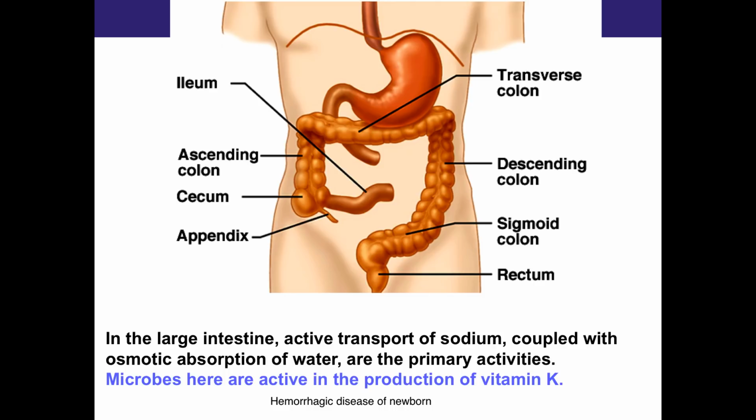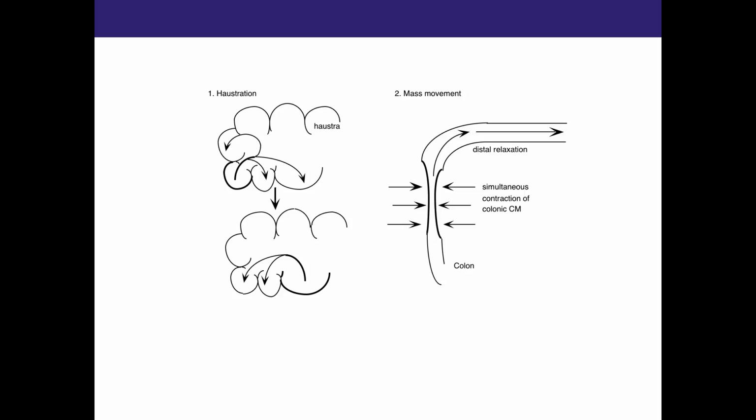So we talked about motility in the small intestines, remember? Segmentation, peristalsis, and migrating myoelectric complex. In the large intestines, we only have two, haustration and mass movement. So these pouches, you can see here, these big pouches in the large intestines are called haustra.